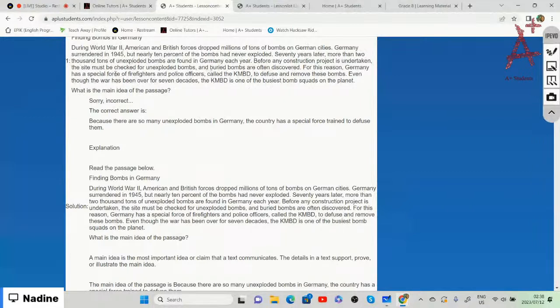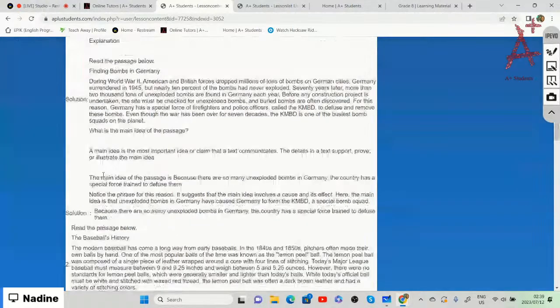And what they do is they defuse and remove all these bombs that either haven't exploded yet or have been buried underground, right? And here it says, even though the war has been over for 7 decades, the KMBD is one of the busiest bomb squads on the planet, and we know it is still going to be like that. Why? Because we still do have a few wars going on within certain countries, right? Even though it's way past World War II, right?